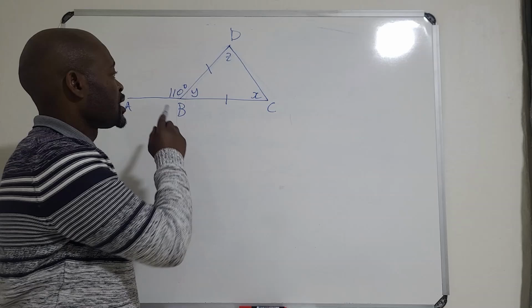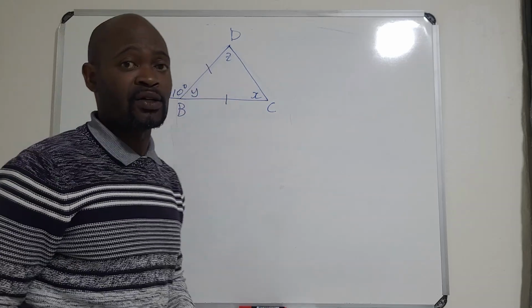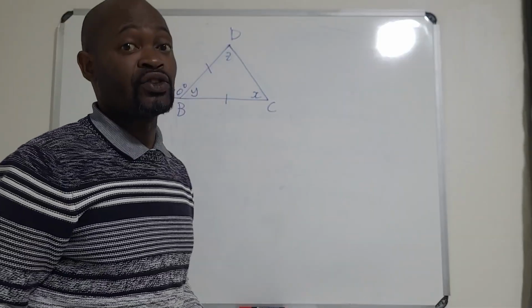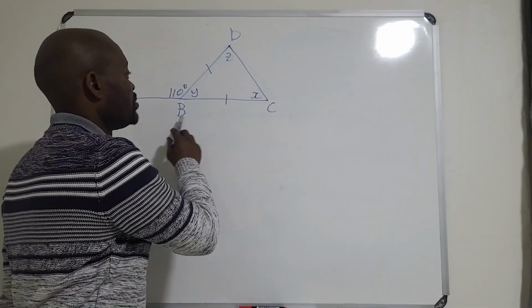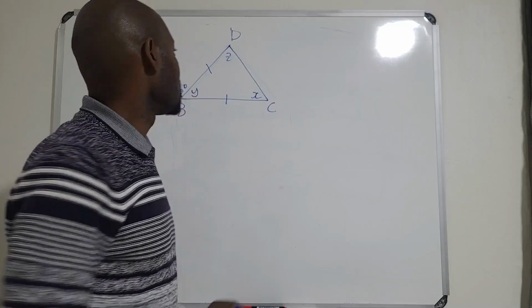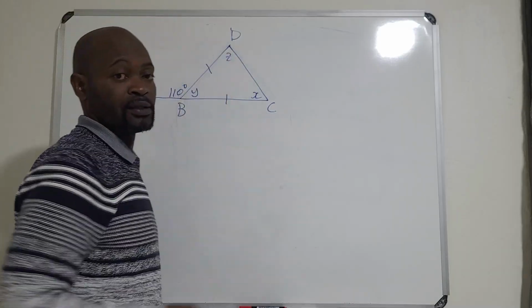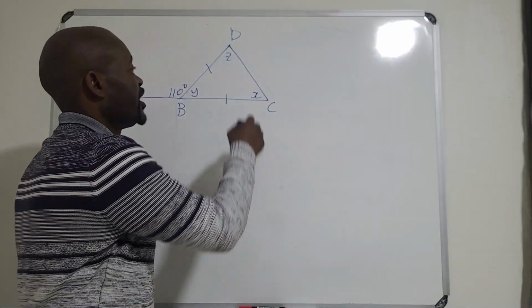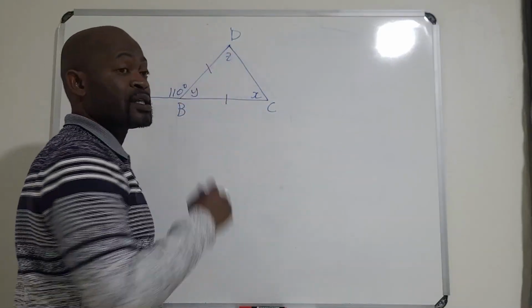We are told that BCD is an isosceles triangle. And if BCD is an isosceles triangle, it means that BC is equal to BD. Now, we are told to find the value of x, y, and z.